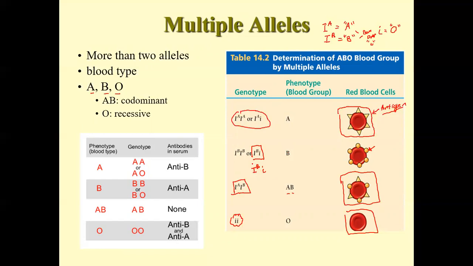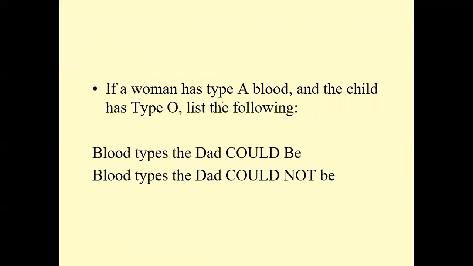Don't necessarily worry about the antibodies right now in this video. This is just all about doing the genetics. So this slide is talking about having multiple alleles. You can have the A allele, the B allele, and the O. It's not just dominant or recessive. There's actually more than one for the gene. So let's do this one.